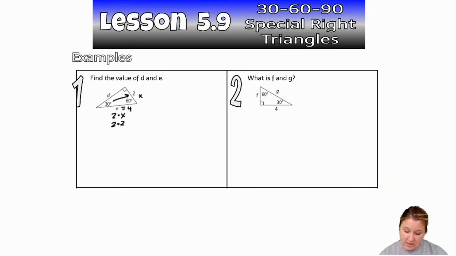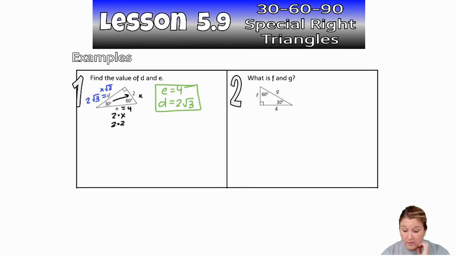And then D is going to be x times the square root of 3. Well, we know that x, because that's the shortest side, is 2, so D is 2 times the square root of 3. That's it. Pretty straightforward. So E is 4 and D is 2 times the square root of 3. Starting out a little bit easier there.